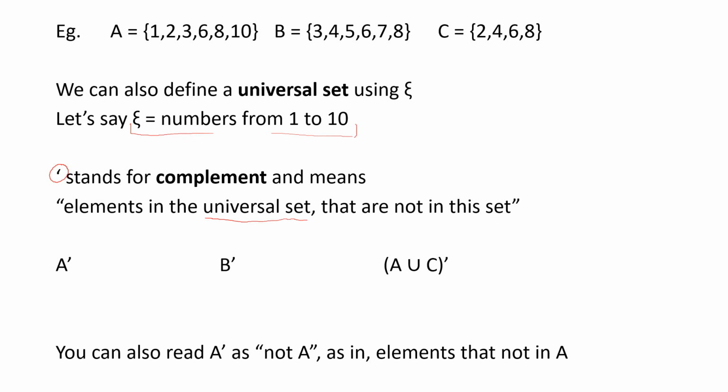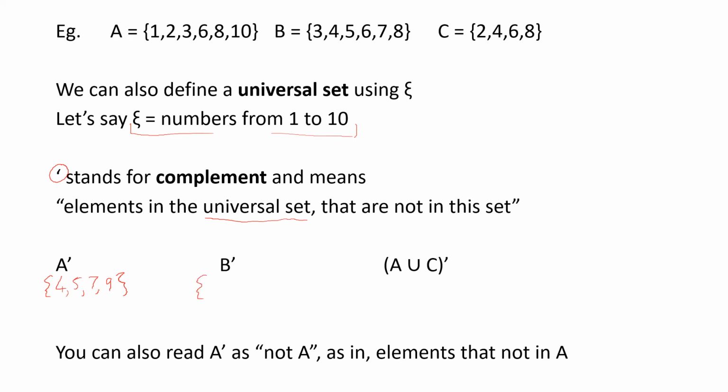If we looked at A complement, that would be all of the elements that are in 1 to 10, but are not in A. So A does have a 1, a 2, and a 3 in it, so we wouldn't have those. But it doesn't have a 4, it doesn't have a 5, a 7, or a 9. So A complement would look something like that. Again, I'd like you to pause, try and fill in the other two. And let's see what we should have.